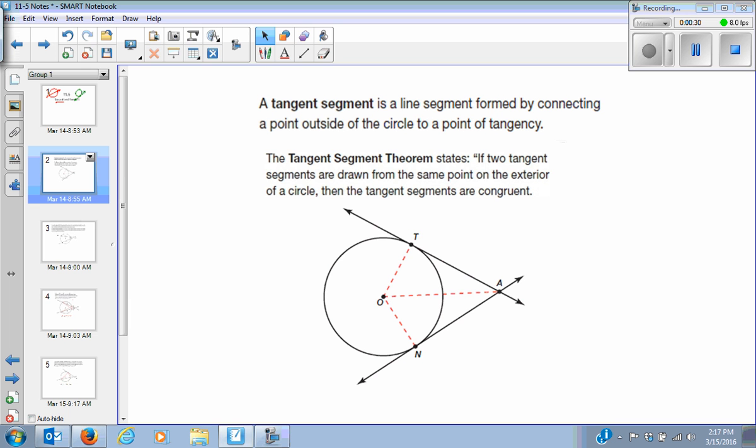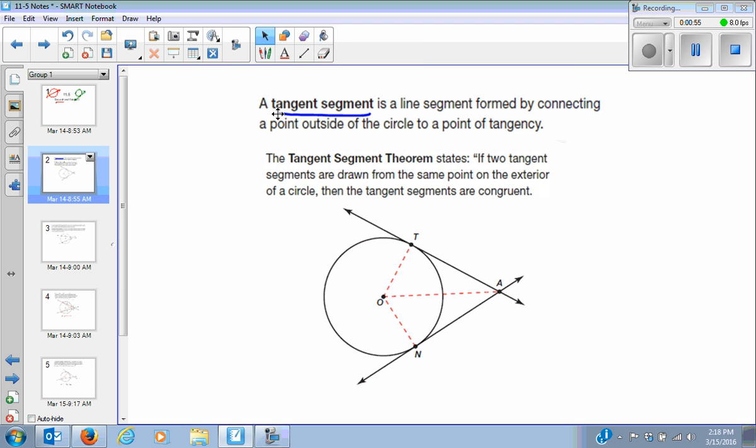So a tangent segment is a line segment formed by connecting an outside point of the circle to the point of tangency. So a tangent segment is going to be a point right here that is tangent to the circle. It means it's on the circle. And there's a point out here, and then you're drawing that line to them. Notice you've got two tangent lines up here.